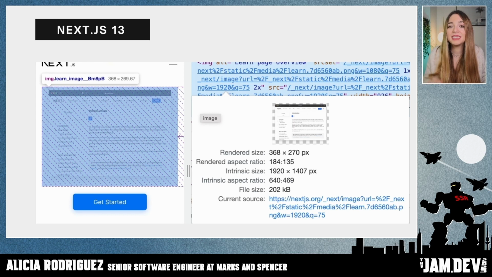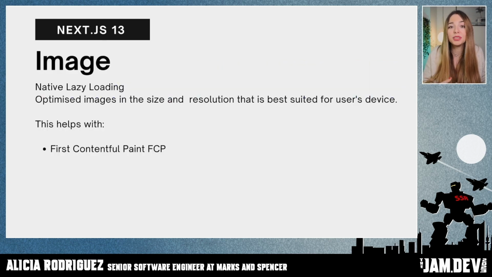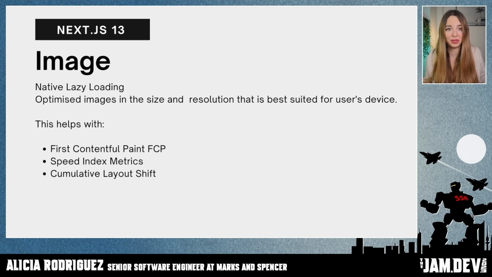These two improvements, native lazy loading and optimized image size, can help reduce the time it takes for images to load on a web page. This helps with the first contentful paint and with the speed index metrics. It also helps to display images without the layout shift, which improves the CLS metric, cumulative layout shift.